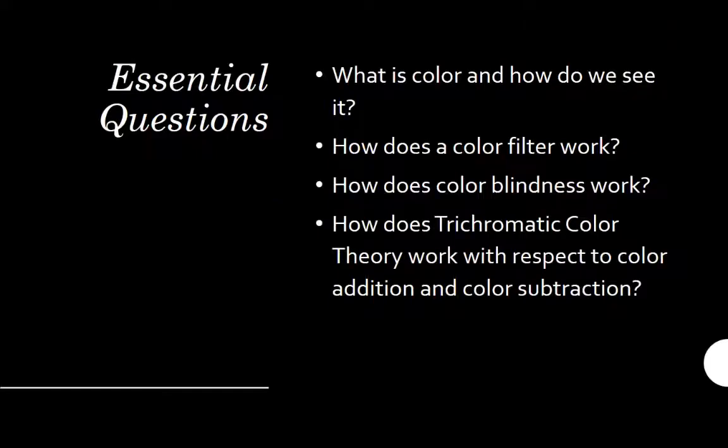So our essential questions for today. Number one, what is color and how do we see it? Number two, how does a color filter work? Three, how does color blindness work? And lastly, tying all this together, how does trichromatic color theory work with respect to color addition and color subtraction? So we'll take a look at how colors are produced in terms of the wavelengths that we see and how that's picked up by our eyes.